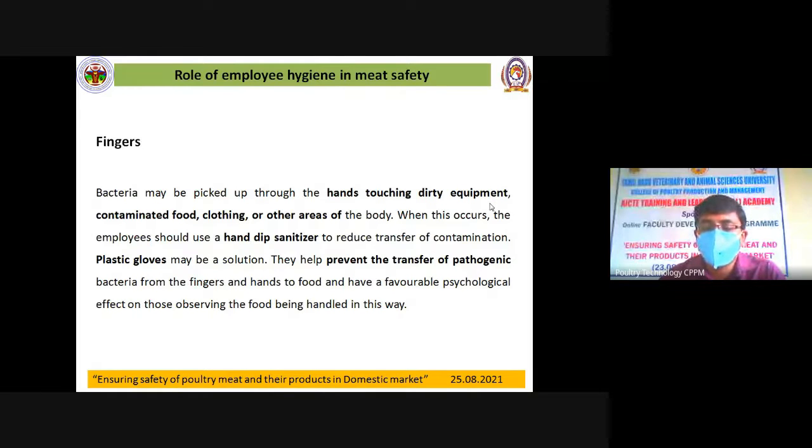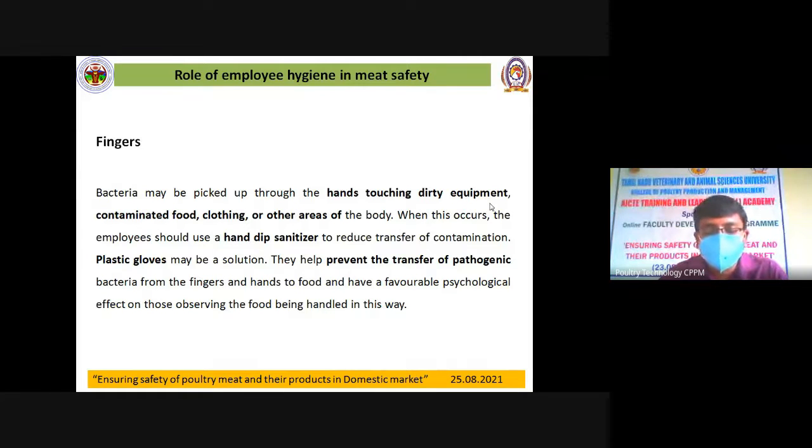You should use a hand dip sanitizer, or some hand sanitizer, to reduce the transfer of contamination. Whenever contact is unavoidable, such as when you open or close the door, or go to the washroom and touch the facilities there, they should use the hand dip sanitizer to reduce the transfer of contaminants to the food materials.